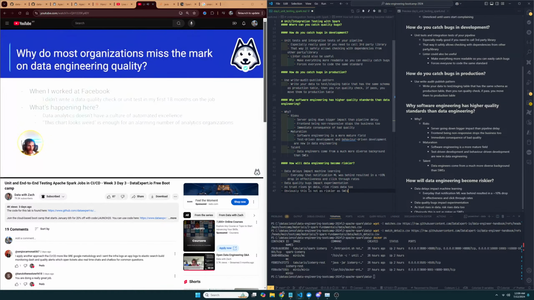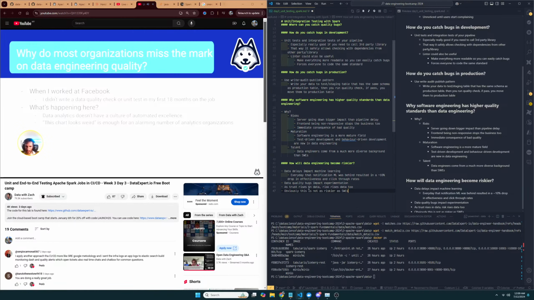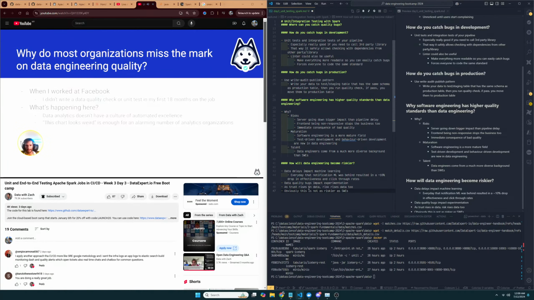Let's talk about why organizations miss the mark. So many places I've worked at don't do quality right. They don't do it right at all. For example, when I worked at Facebook, I worked there for 2 years, and in my first 18 months at Facebook, I didn't write a single data quality check. Not a unit test, not an integration test, not a production data quality check, nothing. I didn't write anything.